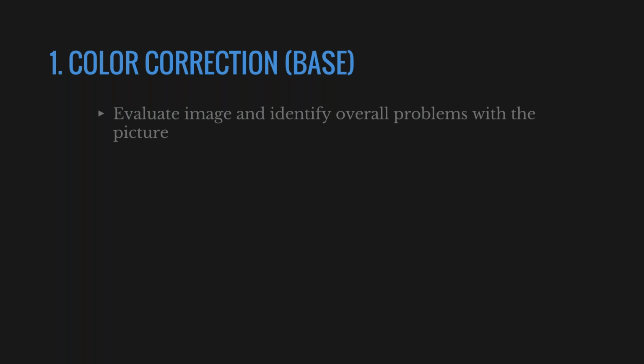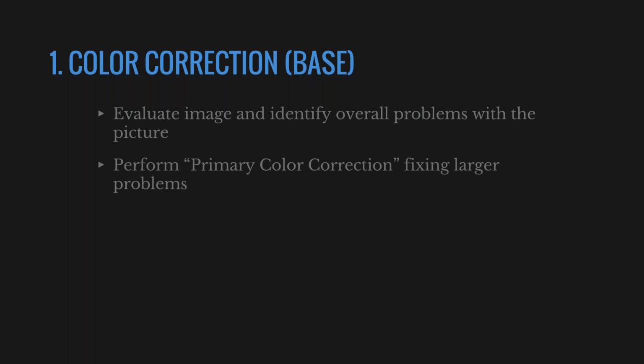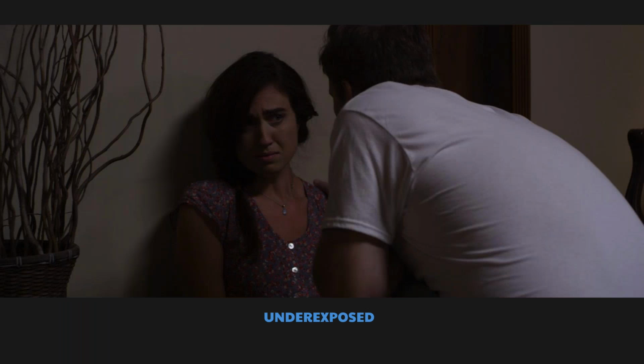The way to do color correction is to evaluate the image and identify overall problems, the big problems associated with the picture. Then perform what's called a primary color correction to fix those larger issues that affect the entire image. This is again where the color match feature for the chart comes in, where we can use that. So let me show you an example of this.